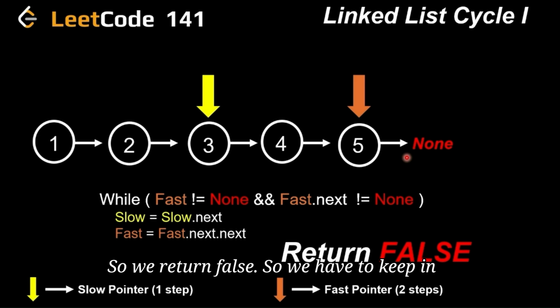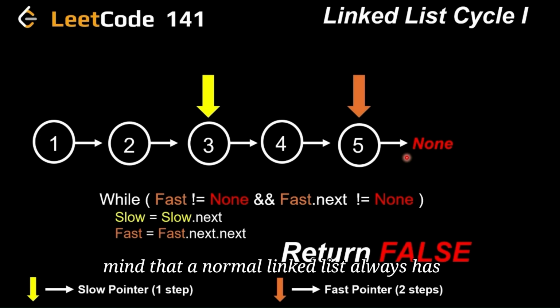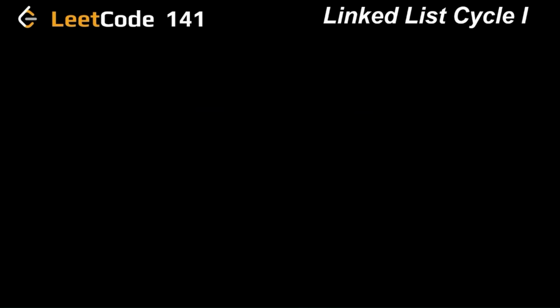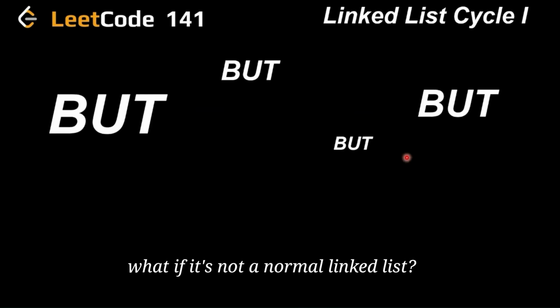So we return false. We have to keep in mind that a normal linked list always has a null pointer, but a cyclic linked list, as it is cyclic, doesn't have a null pointer. As the fast pointer reaches the end of the linked list, we return false. But what if it's not a normal linked list?